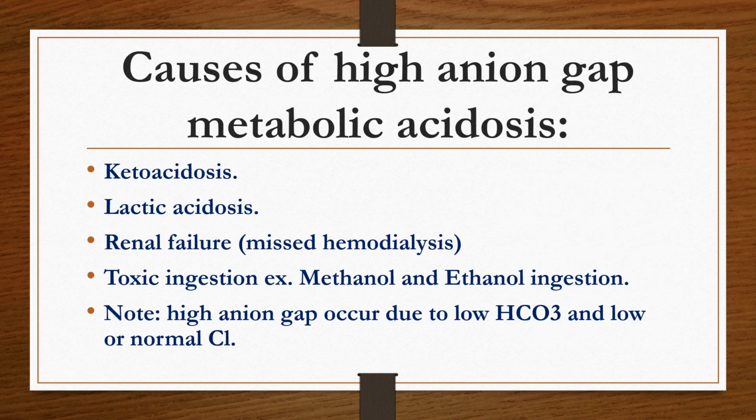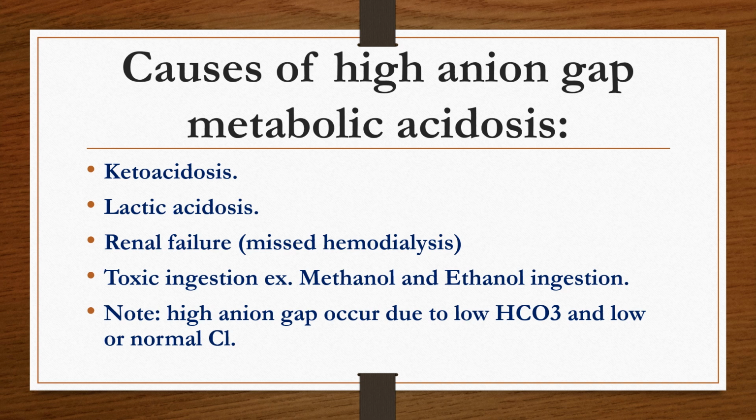What are the causes of high anion gap metabolic acidosis? That is 16 and above. Ketoacidosis, which happens usually in diabetes, lactic acidosis, that happens if we have an impairment of perfusion to organs in the body and ischemia, also renal failure if the patient misses his hemodialysis, and toxic ingestion. For example, the toxic substances that can lead to high anion gap metabolic acidosis are methanol and ethanol ingestion.